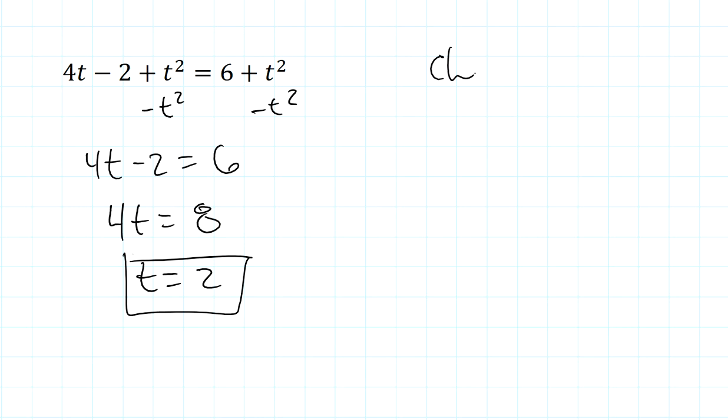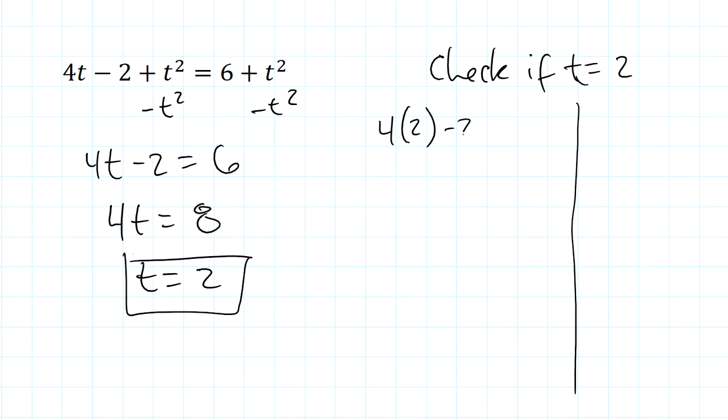Let's check that. So check. And we're saying, if t equals 2, does it make the left and right hand side the same? So if I put 2 in the left hand side, I have 4 times 2 minus 2 plus a 2 squared. 4 times 2 is 8 minus 2 plus another 4. 8 minus 2 is 6, and 6 plus 4 is 10.